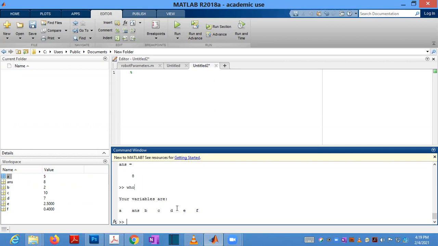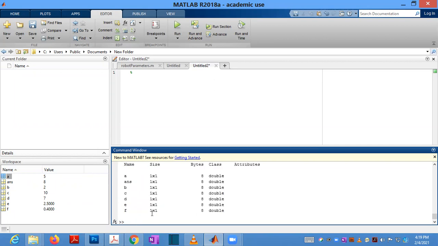And one more command is there, that is whos. It will show the variable value, size, bytes and class. What is the command? whos.